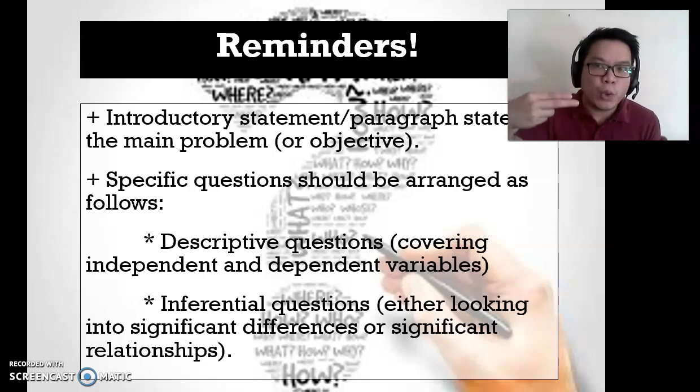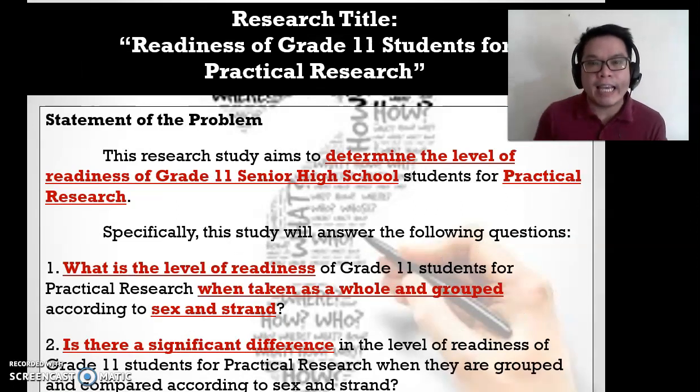After that, you go to specific research questions. The first thing is the descriptive questions, and the last one will be your inferential questions. Okay? Sige, this is one example of a statement of the problem section. The research title will be the readiness of grade 11 students for practical research.